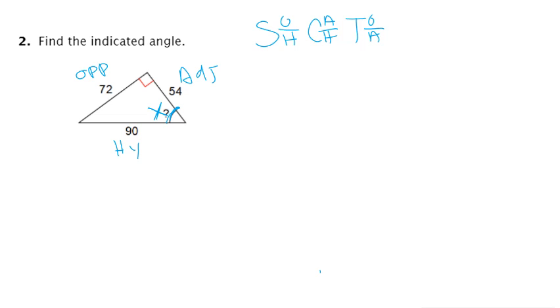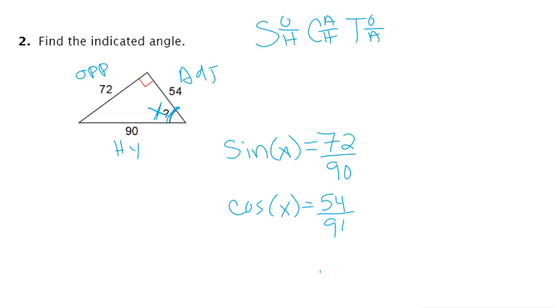When I write this out, I can either say the sine of X is 72 over 90, the cosine of X is 54 over 90, or the tangent of X is 72 over 54. All of these would get me the same exact answer, so I actually don't have to do all three. I only need to do one of them.